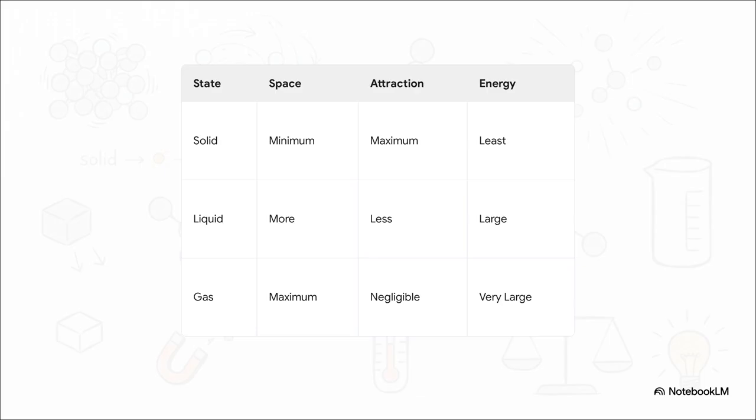Liquids sit right there in the sweet spot. Slightly more space, a bit less attraction, and a large amount of energy. It is a perfect balancing act. Okay, so if adding heat gives particles kinetic energy and makes them go crazy, what exactly happens when they hit a threshold, like the boiling point?